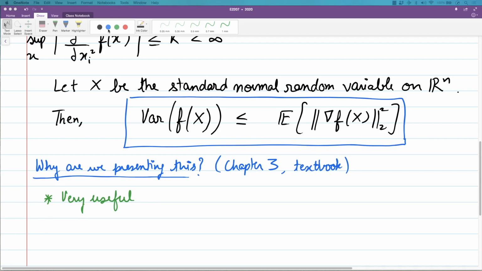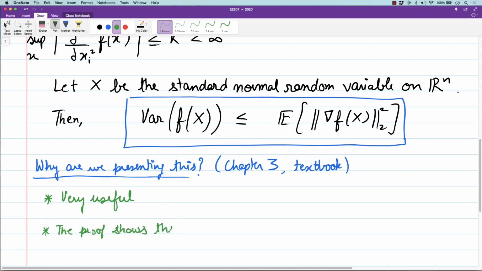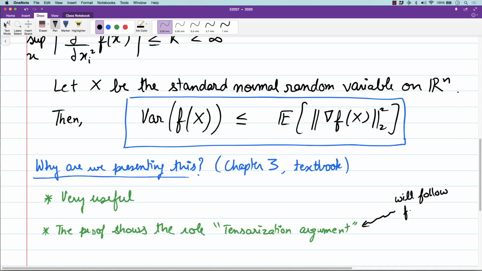But perhaps more importantly, the proof that we'll show will show the role of the so-called tensorization argument. That's something that will come again and again in this course, where you will prove something for one dimension and it will extend to n dimensions. In this case, the tensorization argument will follow from the Efron-Stein inequality, which we saw in the last lecture.